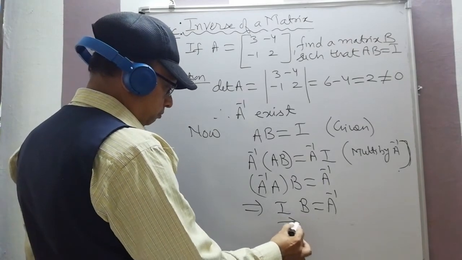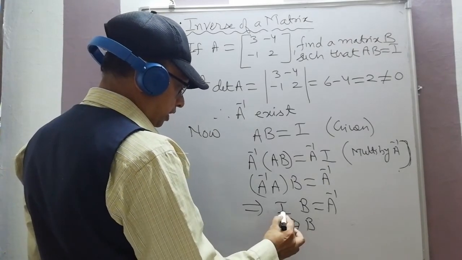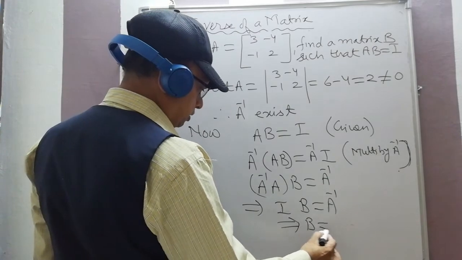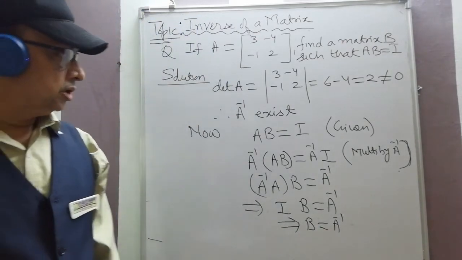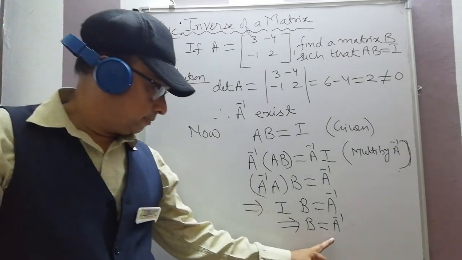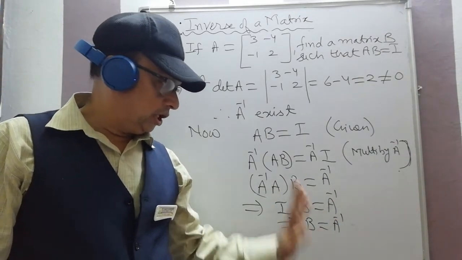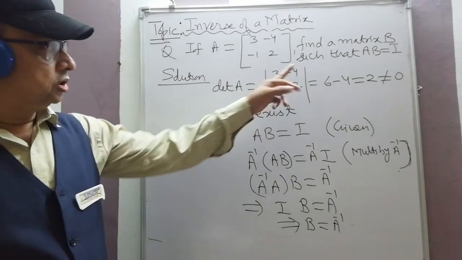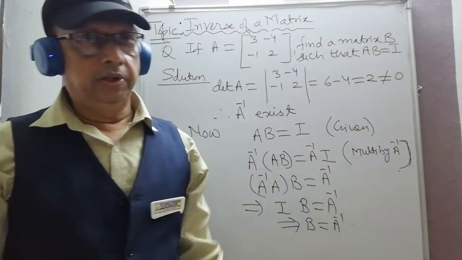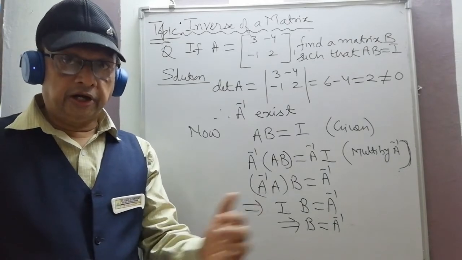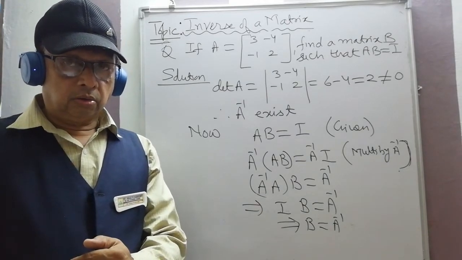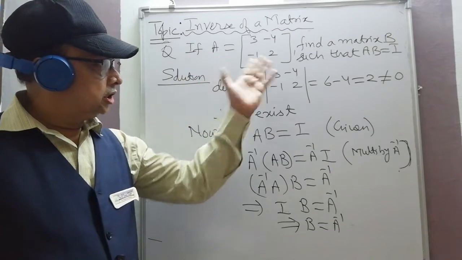Therefore, B is equal to the identity matrix times A inverse, so B is equal to A inverse. Means if we find A inverse, this is our matrix B. So that is the question they have asked in a different manner.